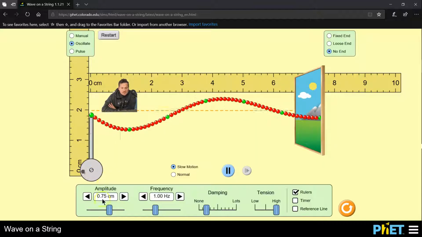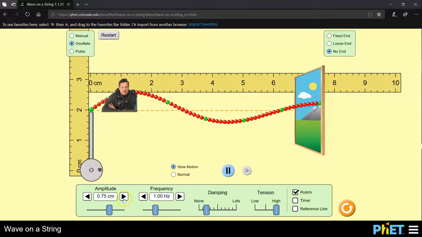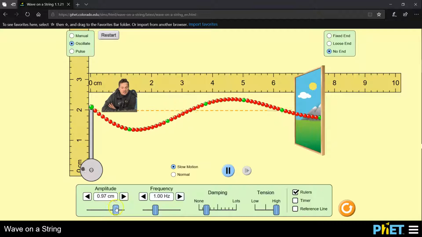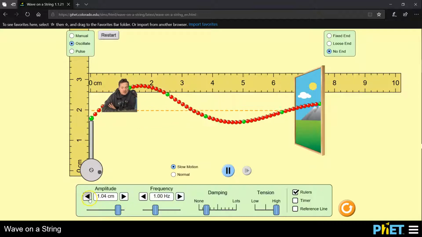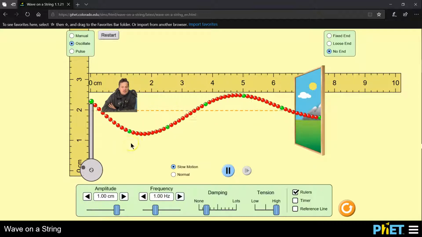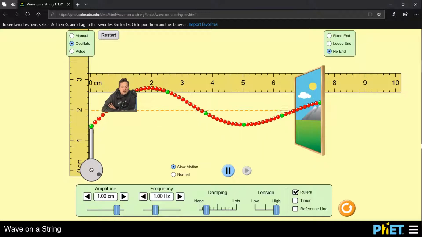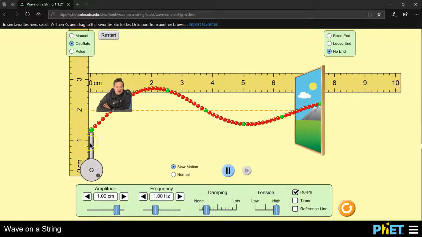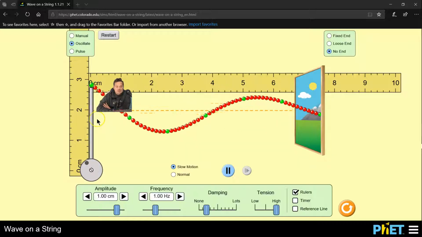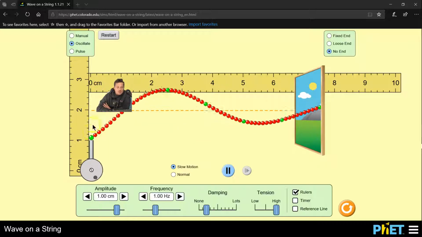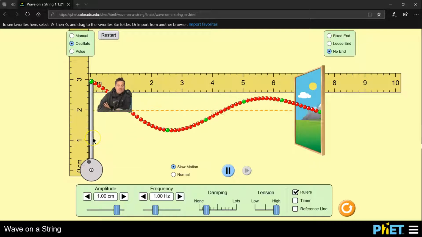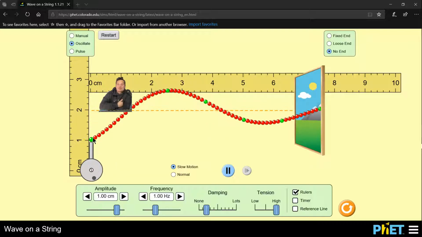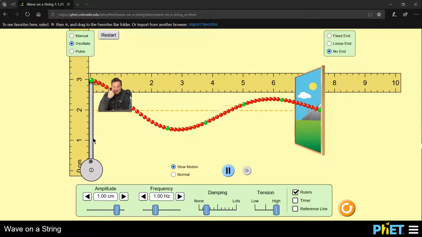Down across the bottom, you see where it says amplitude? Make that say 1 centimeter. Okay, let's move this over. This is a 1 centimeter amplitude. So that tells you it goes up to 3 centimeters. It goes 1 centimeter, 2 centimeters equilibrium, 3 centimeters up, back down to 1 centimeter. So it varies by 1 centimeter in the vertical direction, that little green dot.